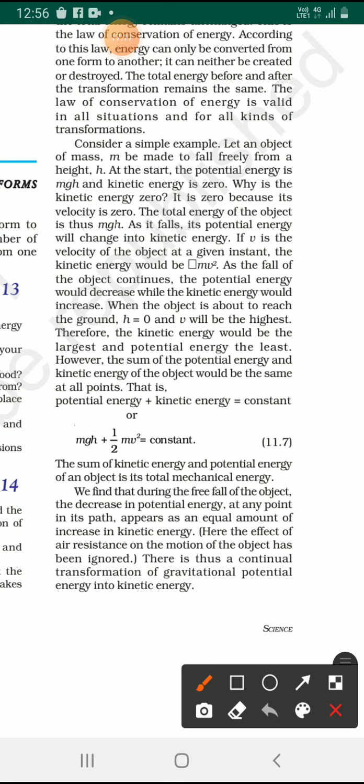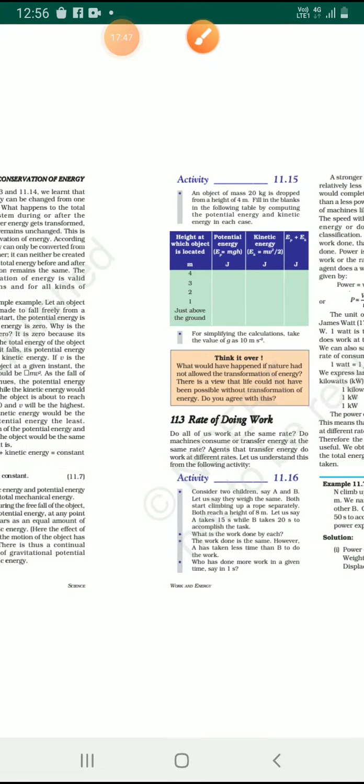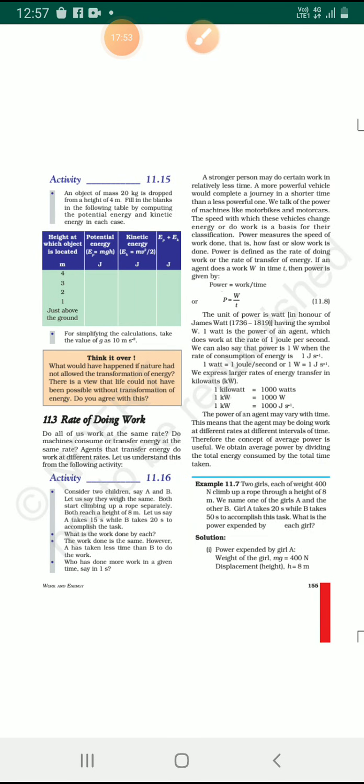So we find that during the free fall of an object, a decrease in the potential energy at any point in the path appears as an equal amount of increase in the kinetic energy. So always, just remember that, if you add potential energy and kinetic energy together, the final answer is a constant. Next, you just go through this para once. It's very simple, and what is there in it I told you.